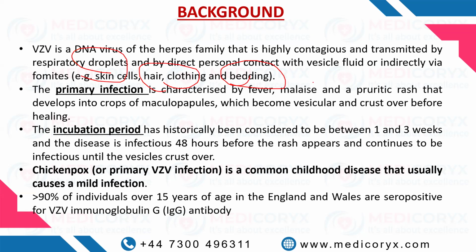All right. So primary infection is characterized by, because primary is always going to be acute, the acute symptoms: fever, malaise, pruritic rash that develops into crops of maculopapules, which become vesicular and later on crust over before healing. Many of us, in fact, more than 90% of the individuals over 15 years of age in England and Wales are seropositive for immunoglobulins. It means that they may have acquired this herpes zoster virus at any point in their life.